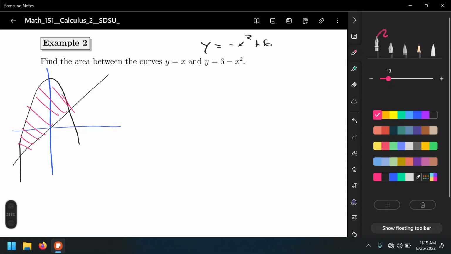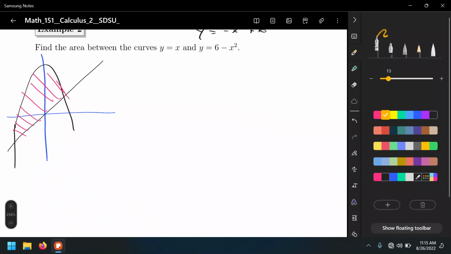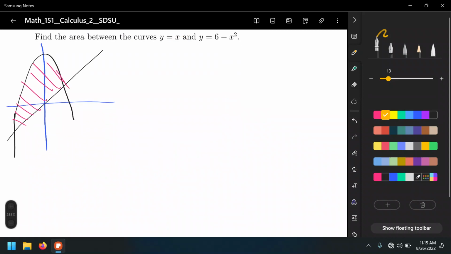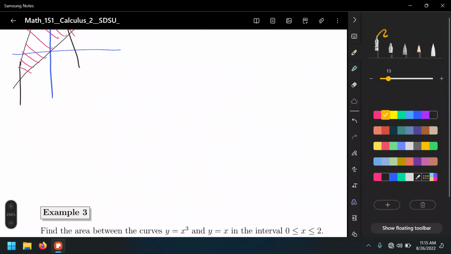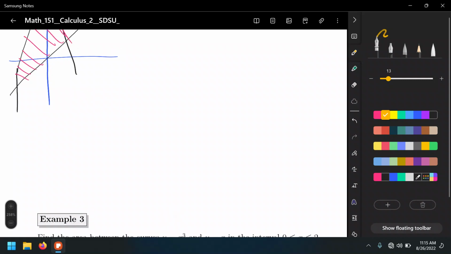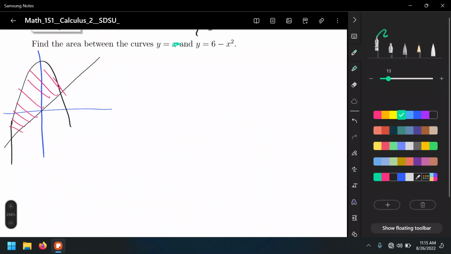But another piece of information is the limits of integration. And how do we get those limits of integration? Set these two equations equal to each other. That's going to give us the intersection points between the two curves, and therefore we're going to use those as our limits of integration. So we set these two quantities together: x equals 6 minus x squared, because they're both equal to y, therefore those two quantities are equal as well.